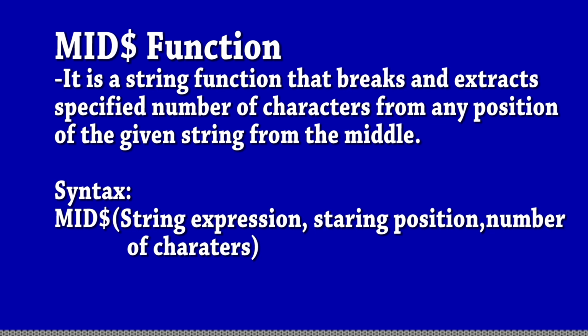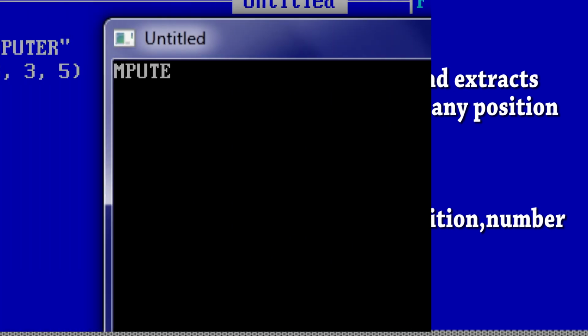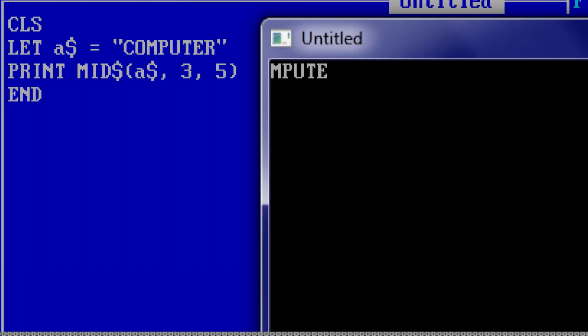So that you have to put here. You can see an example and you will be cleared from this example. So here A$ equal to computer, and then print MID$(A$, 3, 5). Here a string expression is computer, that's A$, comma 3 means the starting position is 3.